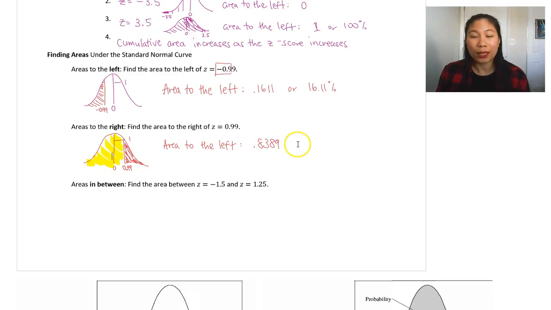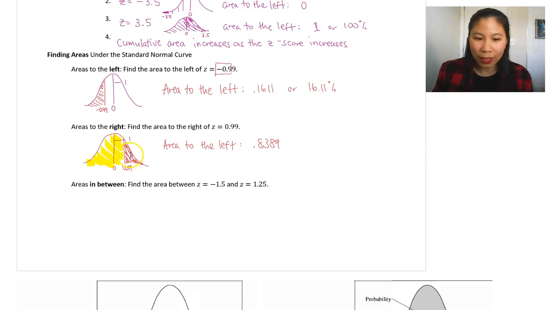And so if you're ever not sure if you need to do an extra step or anything like that, look to see if the number you got doesn't make sense based on your picture. That's also a reason why I like having you draw this picture first, because visually it's a little bit easier to check if your answer is correct. So here, the area to the left is 0.8389, or 83.89%, cool.